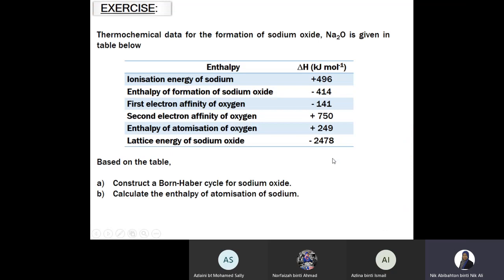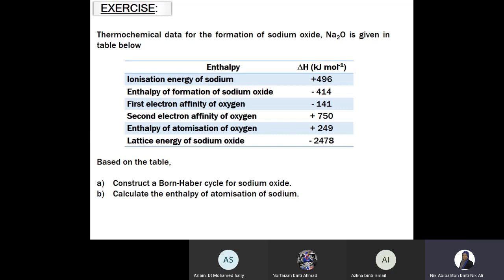Okay, last one for today. We look at this exercise. For this exercise, we read the question first. The more chemical data for the formation of sodium oxide, Na2O, is given in the table below. With the value of the enthalpy given to us, we have to construct the Born-Haber cycle for the sodium oxide, and then we have to calculate the enthalpy of atomization of sodium.